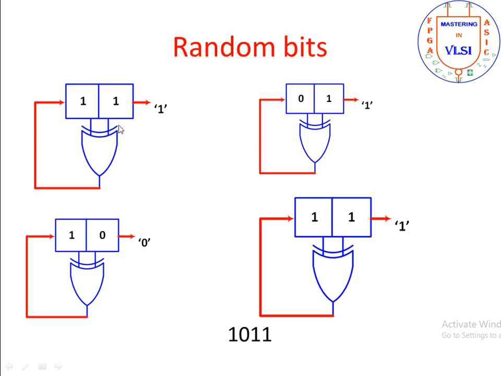This is the first example. In the first clock cycle, the initial seed value will be 1, 1. The output will go in as the 0th bit. So the final output will be 1, and in the next clock cycle again 1. Here this is 1, 0, so the output will be 0. Again in this clock cycle the output is 1. So likewise the output keeps changing.